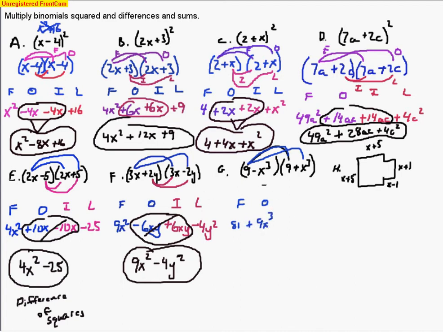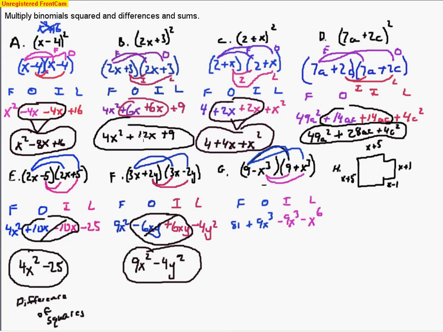Well, we move on to the inside terms. So negative x to the third and a positive 9 make a negative 9x to the third. And then the last terms, negative x to the third and positive x to the third, make a negative x to the sixth. Watch that exponent. You'll see other exponents other than just 1 inside the parentheses.